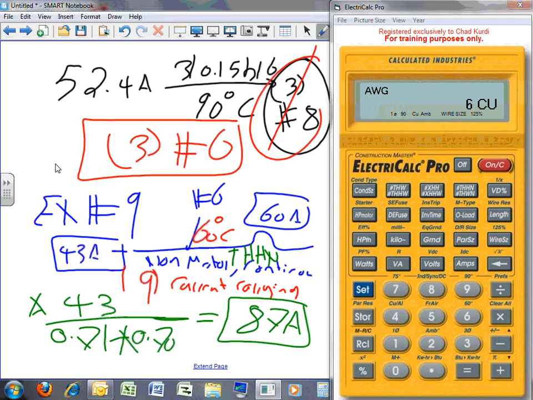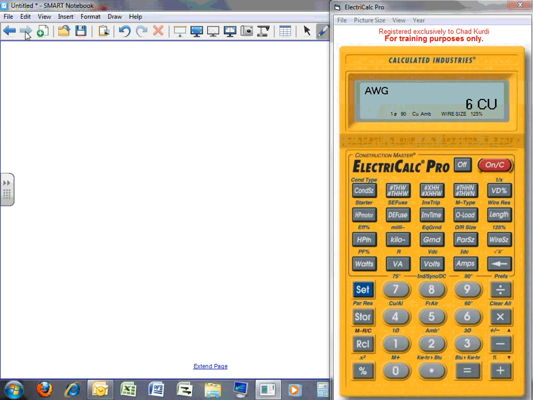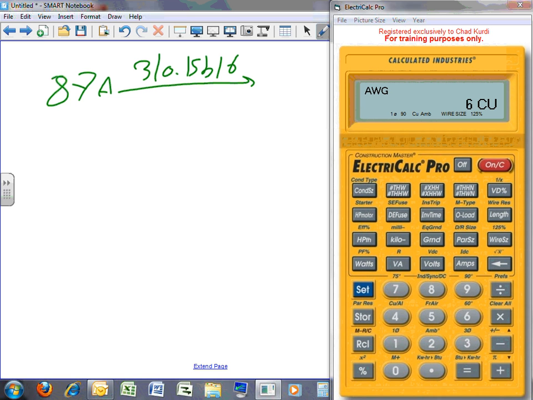87 amps. Let's go size based on 87. Are you guys with me? Take the 87 amps. You're going to take it now to 310.15(B)(16). It's a THHN, so it's going to go under the 90 degree column. What's the size?